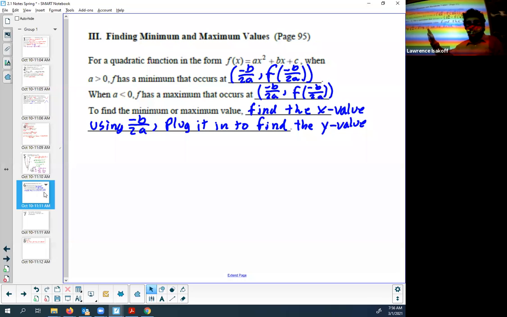So again, summary of this is saying a lot in fancier mathematical terms, but to find the max or minimum, find the x value using negative b over 2a, then plug it into the function to find the y value. So again, I know this is saying a lot of fancy stuff mathematically. I'm trying to get you used to seeing that more proper mathematical writing there, but that's all it's saying. Find the x value, negative b over 2a, and plug that in.